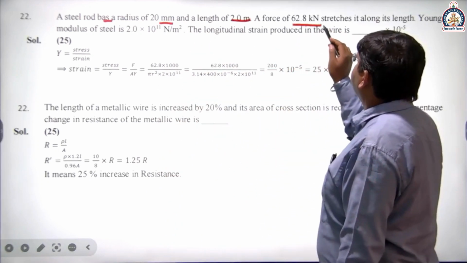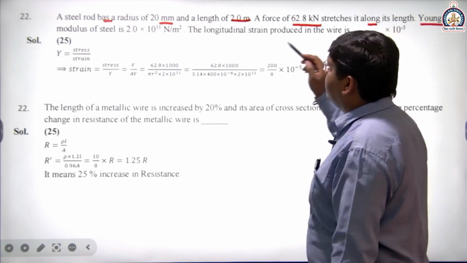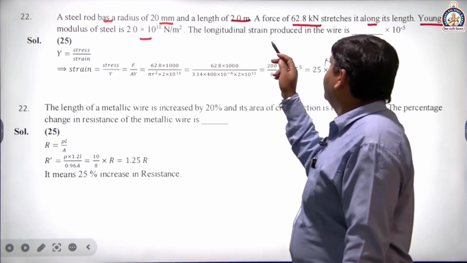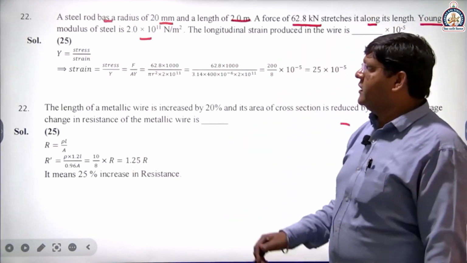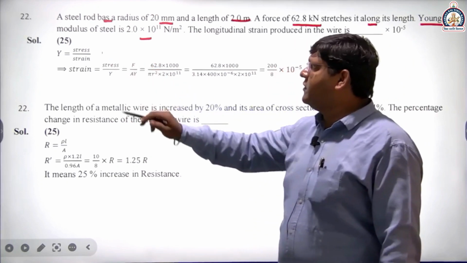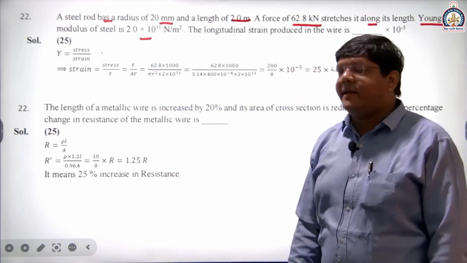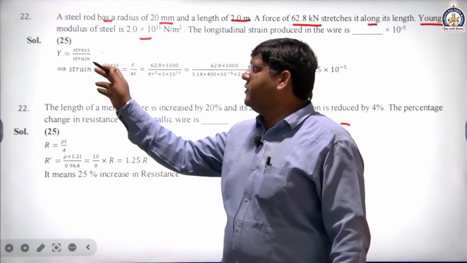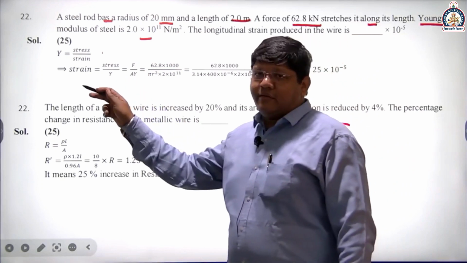A force of 62.8 kilonewton acts along its length. Young modulus of steel is given; find the longitudinal strain produced. This question is related to mechanical properties of solids. The formula for Young modulus is stress upon strain. Which type of strain? Longitudinal. So we have to calculate the value of strain.